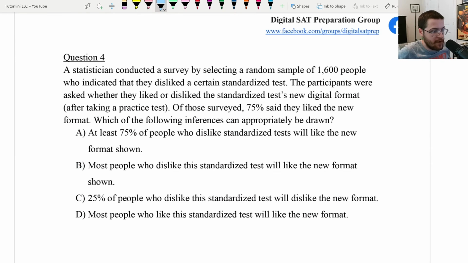Okay, question 4. This is another survey. So once again, all I'm looking for is, were they selected at random? And then if so, what's the population?